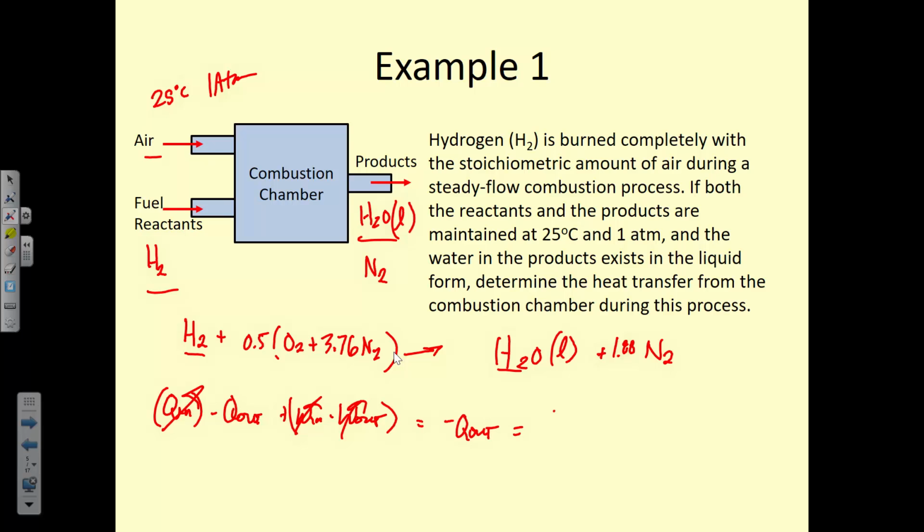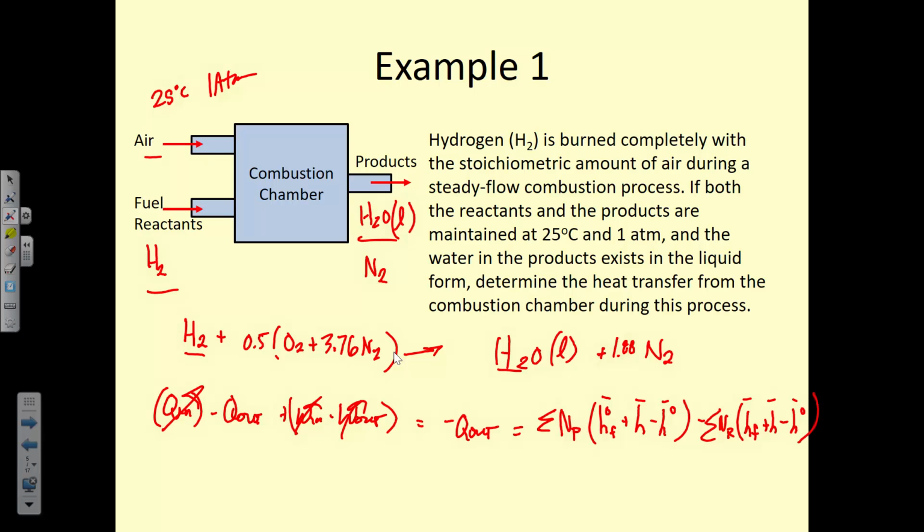is equal to the sum of the number of moles of the product times H sub F, that's the enthalpy of formation, plus the enthalpy of the current state minus the reference enthalpy, minus the sum of the number of moles of the reactants, enthalpy of formation, plus enthalpy minus enthalpy of the reference state.